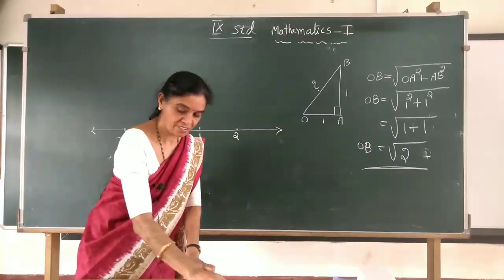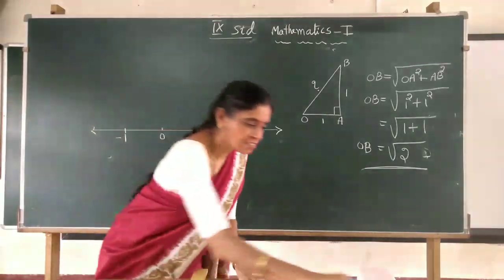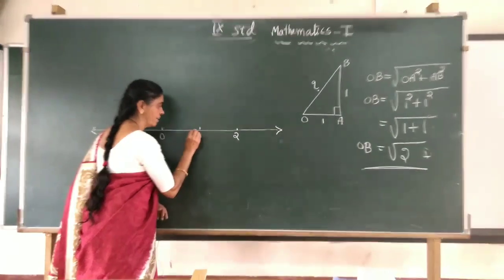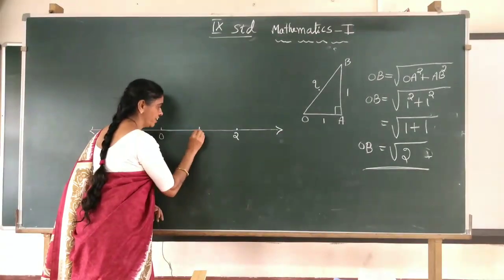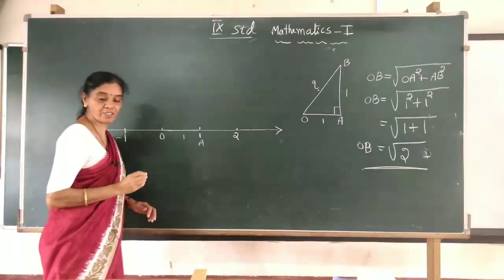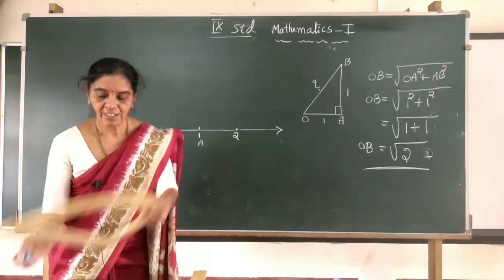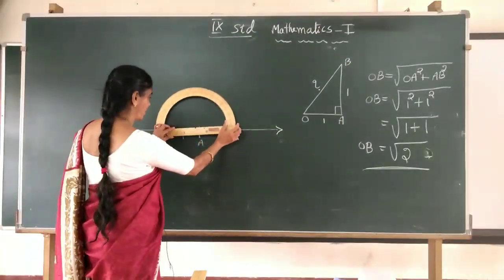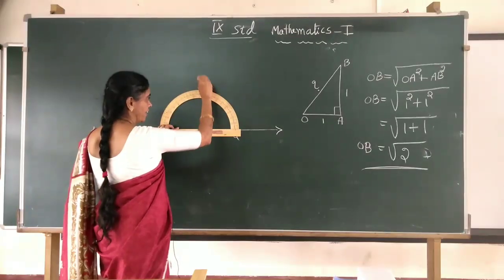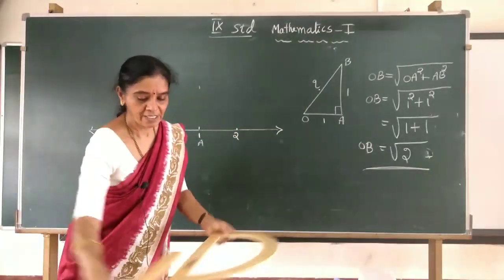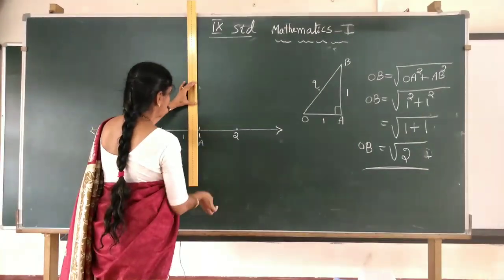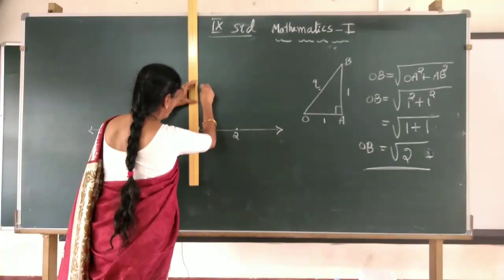So one side is from here, 1 unit. I will name it as A. Here I want one right angle. So I will use this protractor at point A and mark 90 degrees. Then take the scale, and with the help of the scale, draw the line so that this line is perpendicular to the number line.